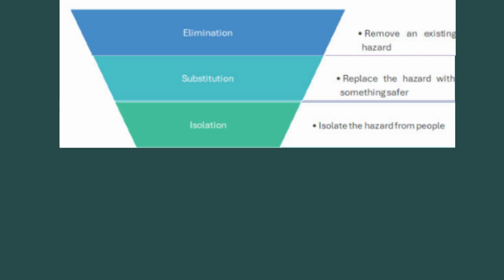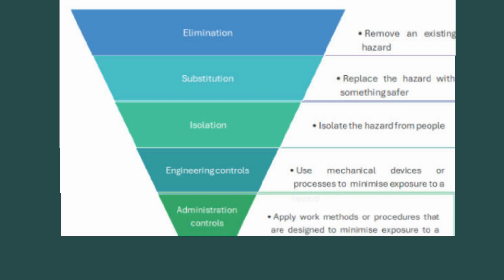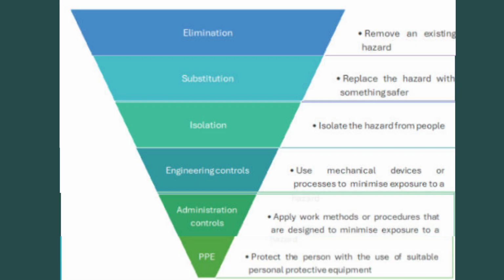Isolation, separating people from the hazard. For example, installing guardrails or storing chemicals in a fume cabinet. Engineering controls, using equipment or devices to reduce exposure. For example, using hoists or trolleys to move heavy loads. Administrative controls, changing work practices or procedures. For example, safety procedures, training, warning signs, and policies. Personal protective equipment, or PPE, protecting the worker. For example, gloves, masks, safety glasses, non-slip shoes, and aprons.